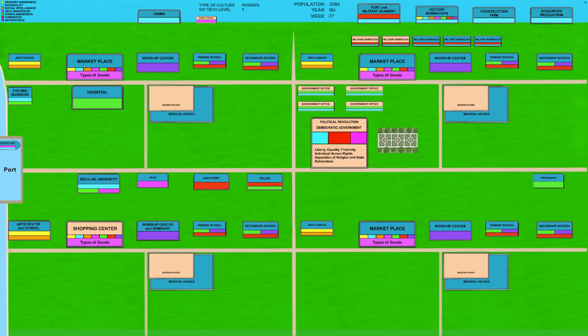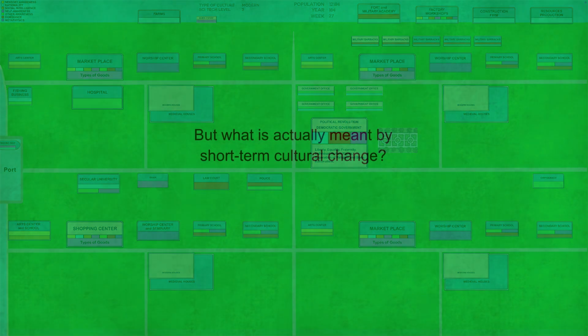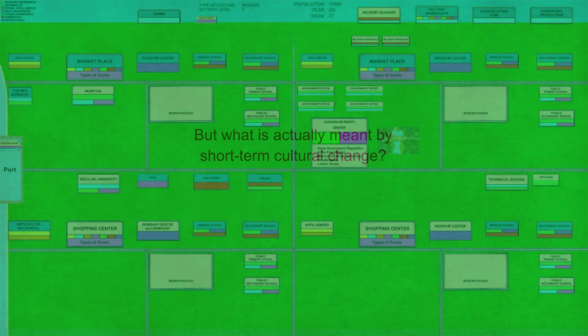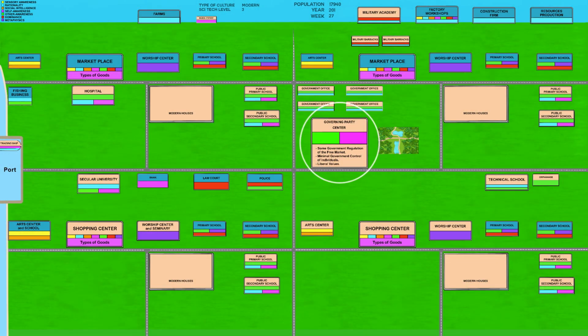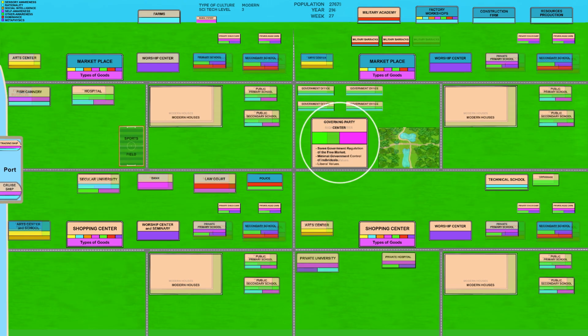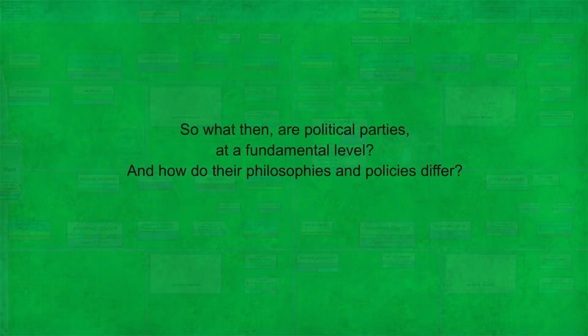So this video is about short-term change. But what is actually meant by short-term cultural change? Well, in the context of this simulation, it's the changes that occur within the election cycles of a modern culture. Each newly elected political party has specific policies and an underlying political philosophy that results in short-term changes to a culture. So what then are political parties at a fundamental level, and how do their philosophies and policies differ?